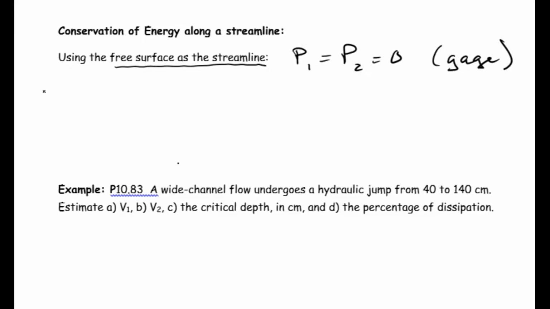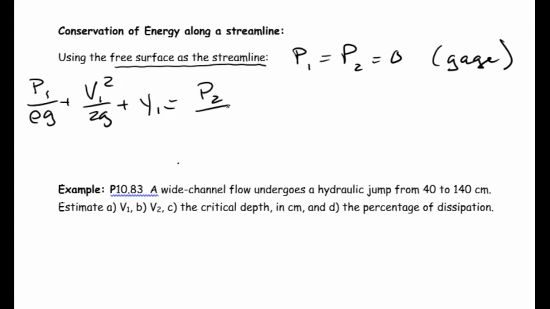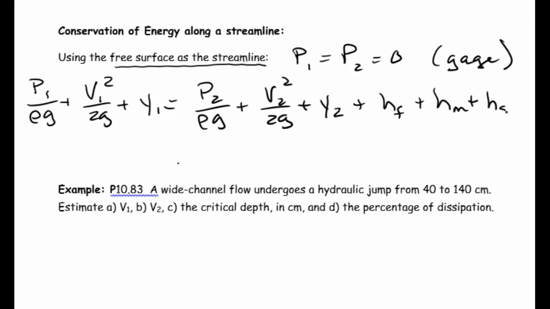Okay, so let's write our energy equation. That was P1 over rho g plus V1 squared over 2g plus, this time, since we are using the free surface as our streamline, our Z1, we can make that Y1. And then P2 over rho g plus V2 squared over 2g plus Y2, and then plus our HF plus HM plus HS. Well, we aren't going to have any pumps or turbines in there. We're going to call these losses frictional head losses, even though they're really more like minor losses. We just said we could cancel these out.